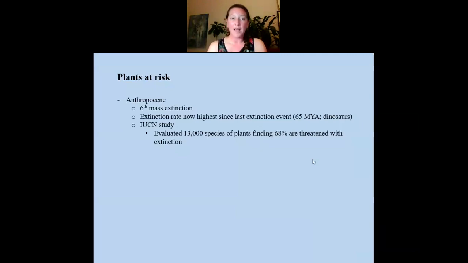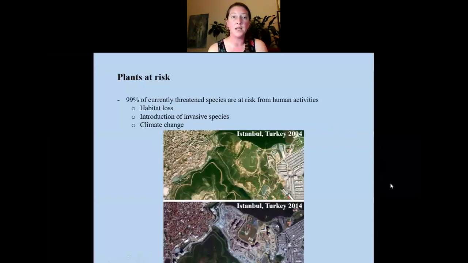We're having a time right now, due to human activity, that we refer to as the sixth mass extinction. We're losing a lot of species of organisms, not just plants. We have the highest extinction rate since the last extinction event, which was with the dinosaurs. A big study found that 68% of the 13,000 plants they looked at were threatened with extinction. And a lot of the reason is because of human activities.